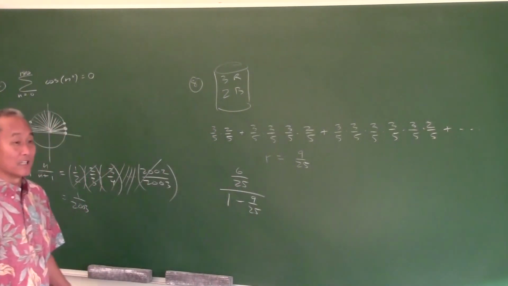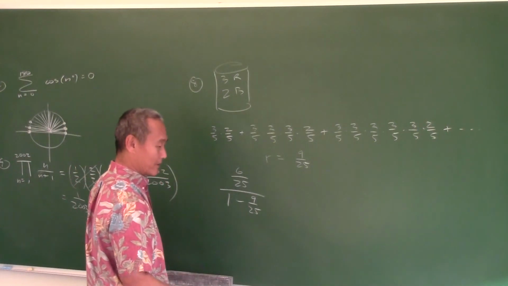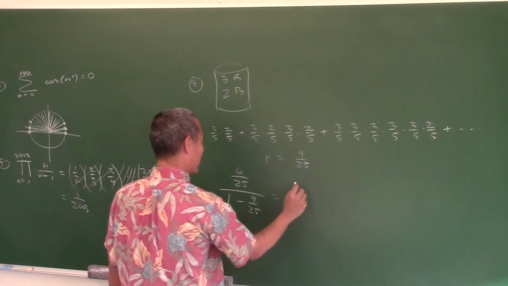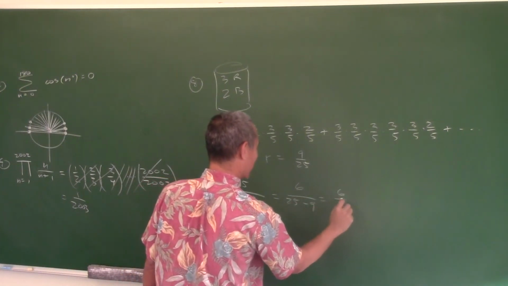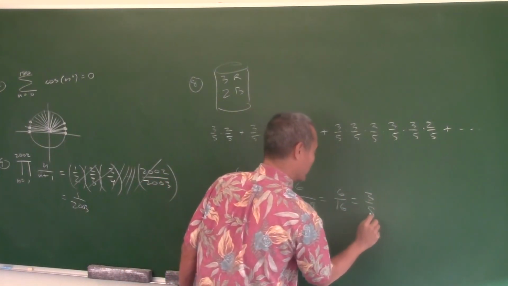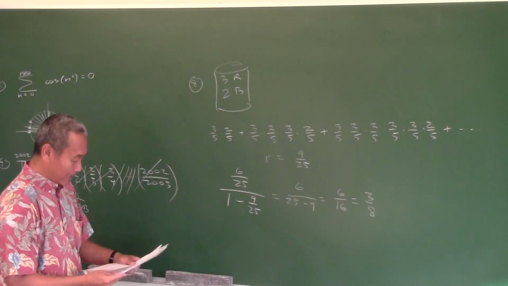So actually, this problem is easier than if it actually stopped. And then, can I leave the simplifying to you? No. Multiply top and bottom by 25. So 6 over 25 minus 9, which is 6 over 16, which is 3/8. Infinite geometric series. Hey, we did it!